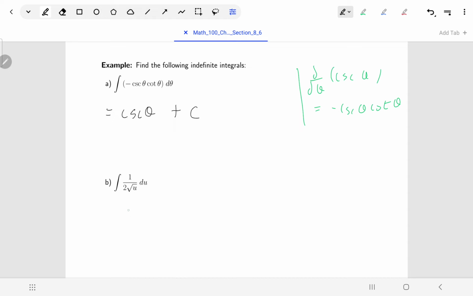So my indefinite integral is cosecant theta plus constant c. All right, next one, 1 over 2 square root of u. That hopefully is a familiar one. Whenever I've taken the derivative of the square root of anything, it's been 1 over 2 square root of whatever the thing is. So it looks like square root of u plus constant c should be my indefinite integral, because the derivative of square root of u is 1 over 2 root u.